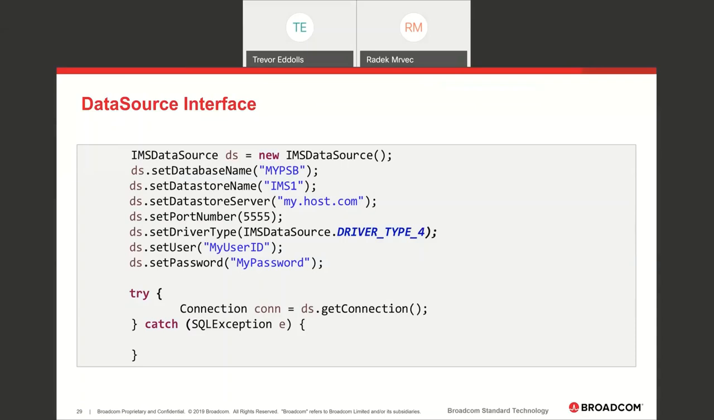It looks a little bit more complicated, but believe me, it's not. It's also really simple. The difference here is that we are setting the properties of the IMS data source object directly. So we are setting the same values: my PSB, the host name, the port name, the driver type, and again user ID and password, and that's it. Then we call the getConnection method of the IMS data source object, and we have a connection. So, really simple how to get a connection from our application.